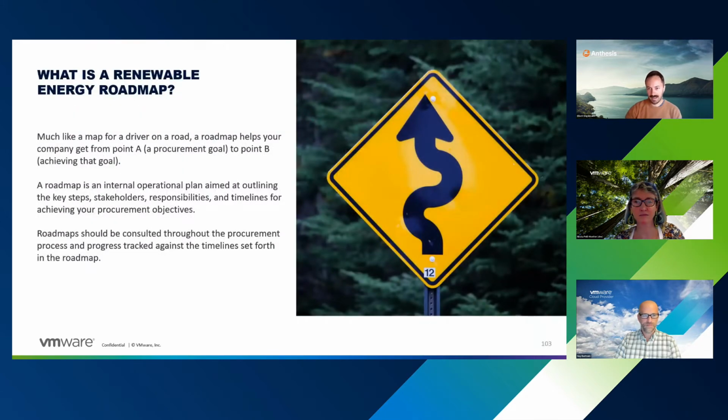So much like a map from getting to point A to B, that's exactly what a renewable energy roadmap is. We have our goal, that's point A, where we're setting the goal, and then point B, achieving that goal. And the roadmap is telling us exactly how we're going to get there. It's going to mention all of the key internal stakeholders, who has responsibility over each step of the process, and it's going to set forth a specific timeline for meeting that.